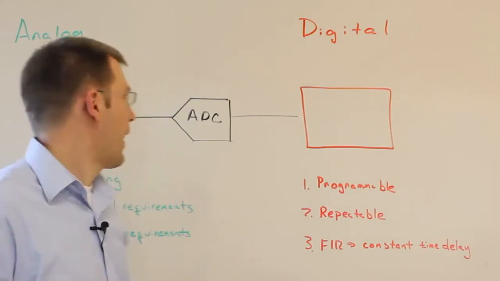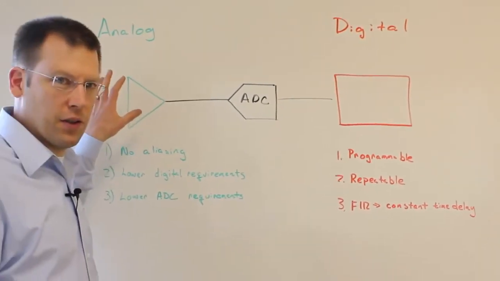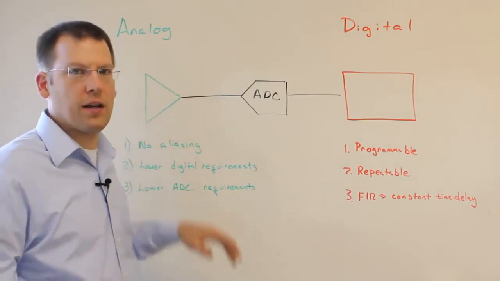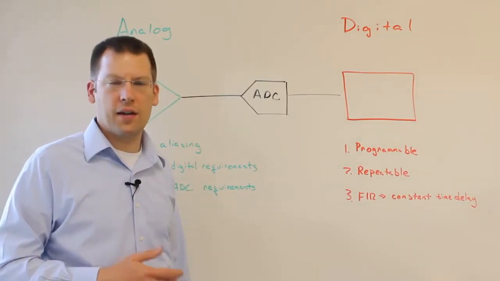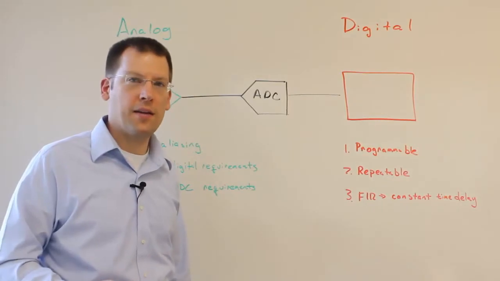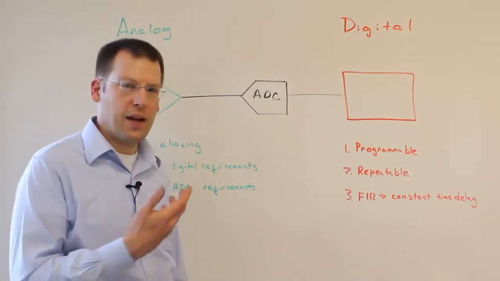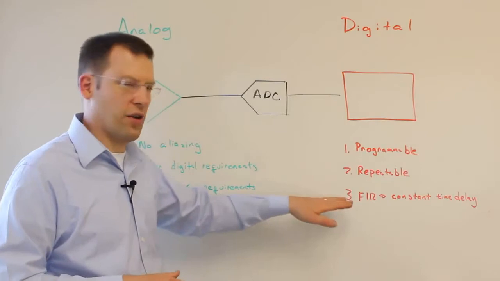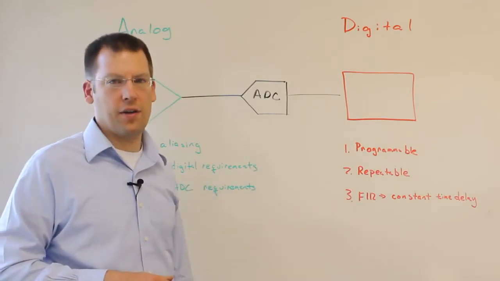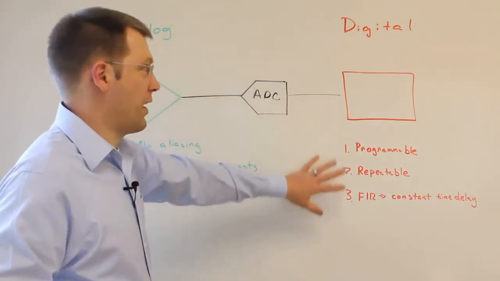Now, with analog filters, you can build a Bessel filter, and the Bessel filter is going to get pretty close to that. It has a constant time delay, at least in the passband, but with analog filters, it's not inherent in the architecture like it's inherent with an FIR filter. So those are some advantages of digital filters.